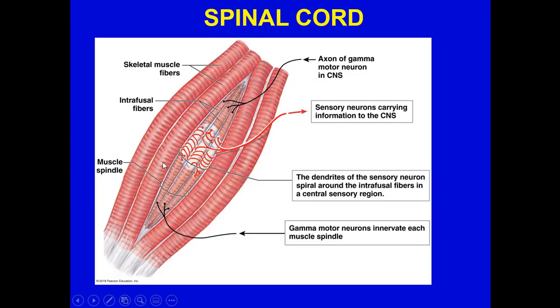Here are my intrafusal fibers, and here's where you've got some interesting information. Look, these are the regular skeletal muscle fibers. These are the intrafusal fibers. Here is an axon of the gamma motor neuron in the CNS. So it's going to innervate right here. Here is also another gamma motor neuron innervating the muscle fiber. This is all muscle now. So where's the sensory? Right in the middle. This carries information to the CNS. Now the dendrites of the sensory neurons spiral around the intrafusal fibers in a central sensory region.